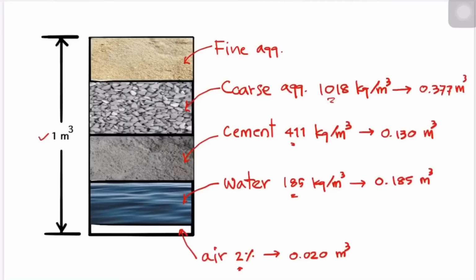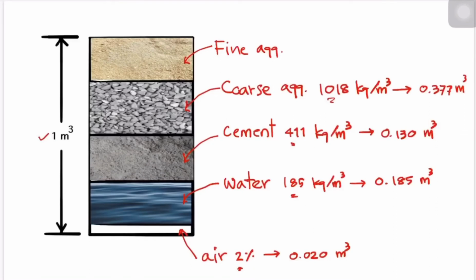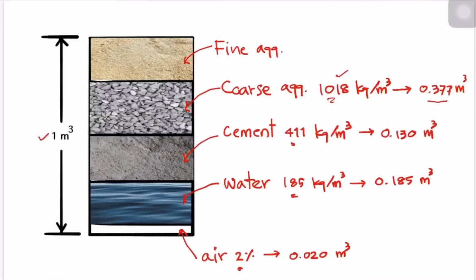For the diagram, if we know the weight of the material, we can find the volume of the material. For air content, 2% is 0.02 cubic meters, and the water content is 185, so the volume of the water is 0.185 cubic meters. The weight of cement is 411 kilograms per cubic meter, so the volume of cement is 411 divided by the density of cement, that is 3.15, giving 0.13. And the coarse aggregate in SSD condition is 1,018 kilograms per cubic meter. The volume of coarse aggregate is 0.377 cubic meters. To keep the volume of the concrete at 1 cubic meter, if we find the total volume of the materials, that is air, water, cement, and coarse aggregate, we know the remaining volume is fine aggregate.